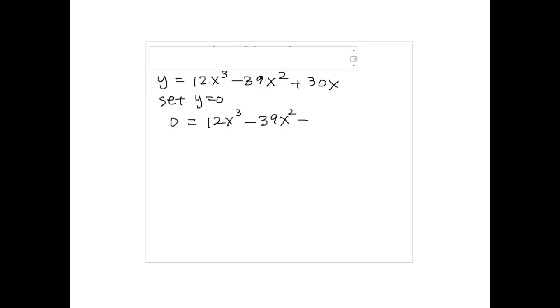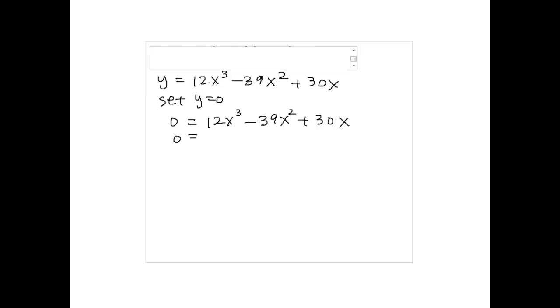Find all the x-intercepts of the graph of the equation y equals 12x cubed minus 39x squared plus 30x. X-intercepts are where y equals 0. So we set y equals 0 to find the x-intercepts. So 0 equals 12x cubed minus 39x squared plus 30x.